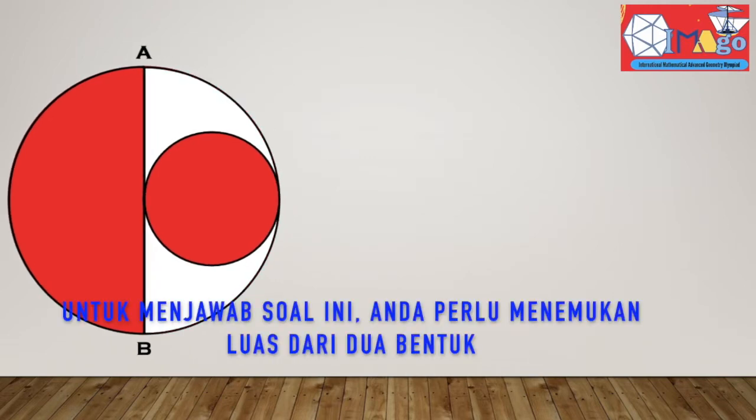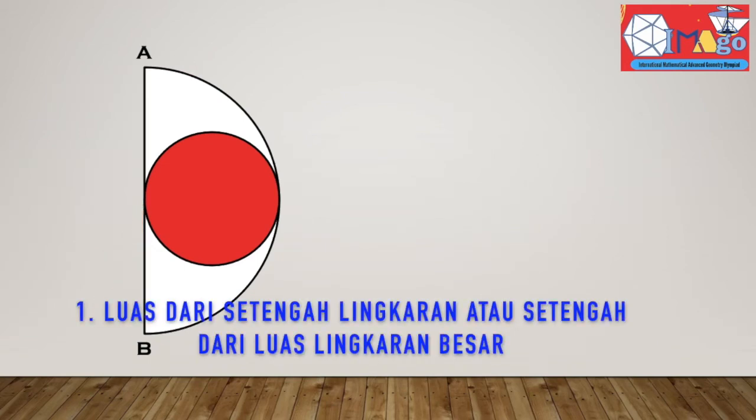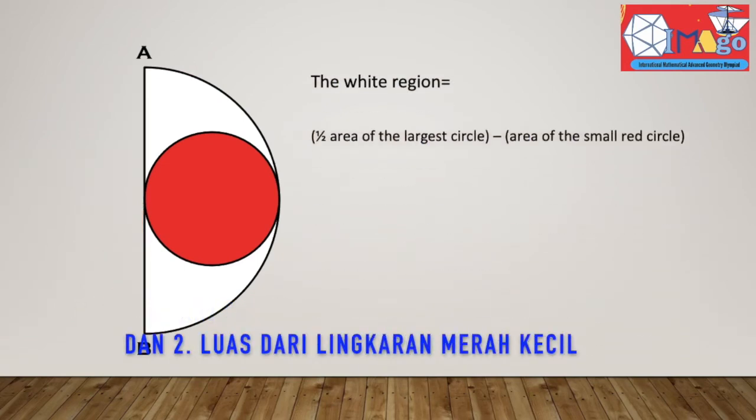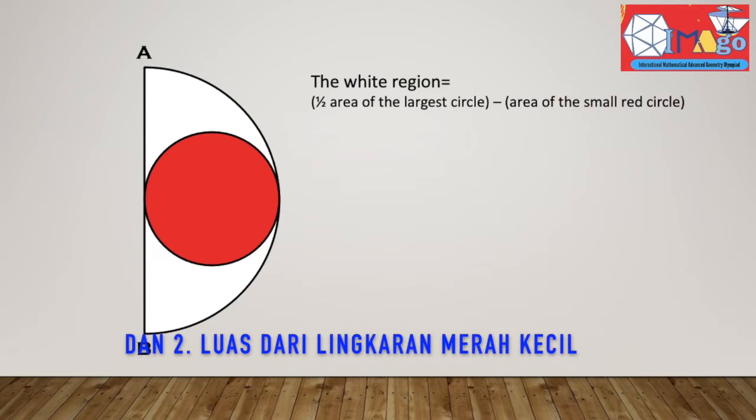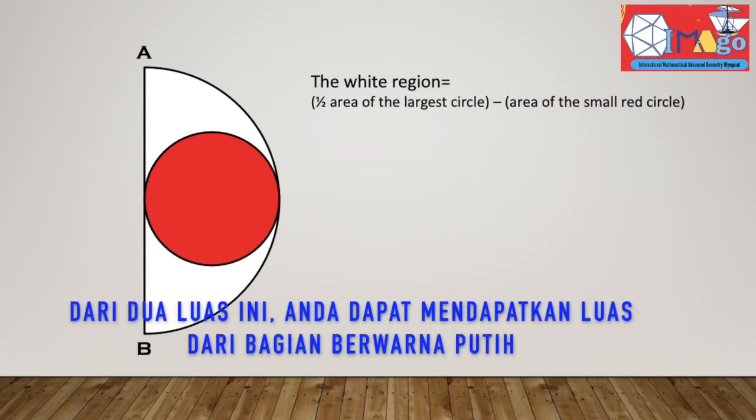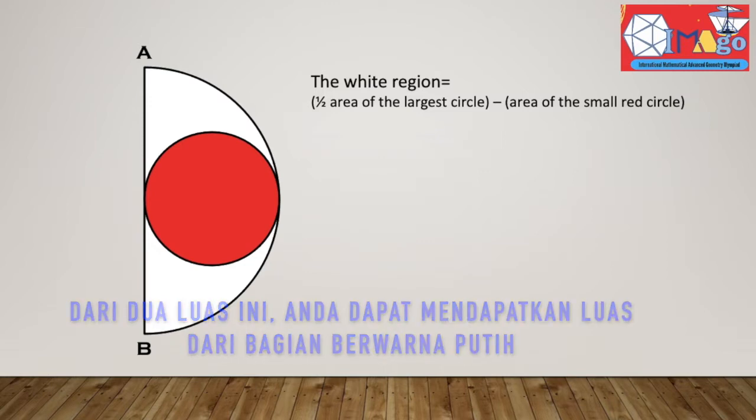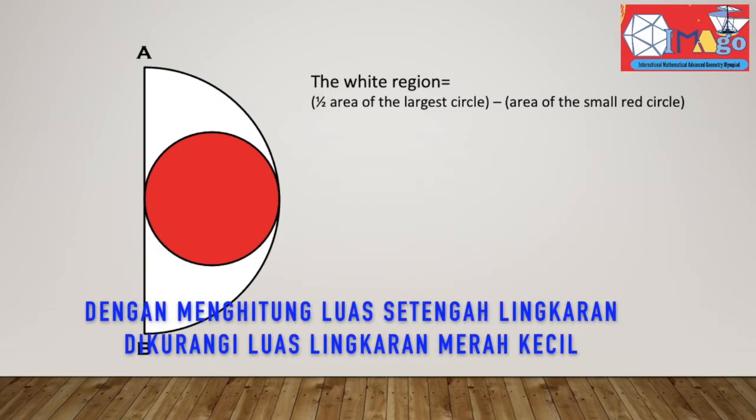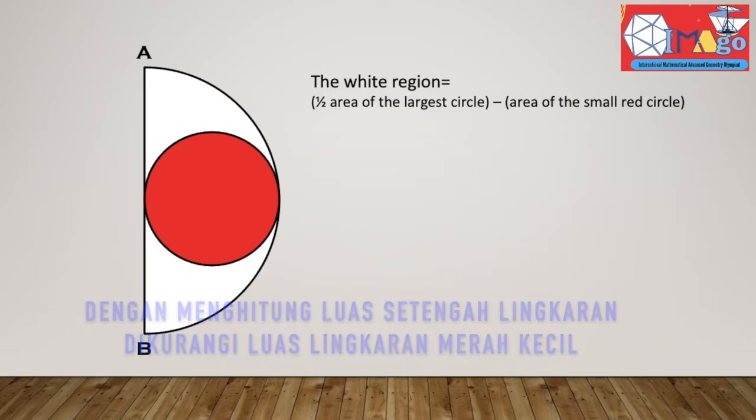To solve this question, you need to find the area of two shapes. The first one being the area of the semicircle, or half the area of the large circle, and the second one being the area of the small red circle. From these two, you can find the area of the white region by subtracting the area of the semicircle with the area of the small red circle.